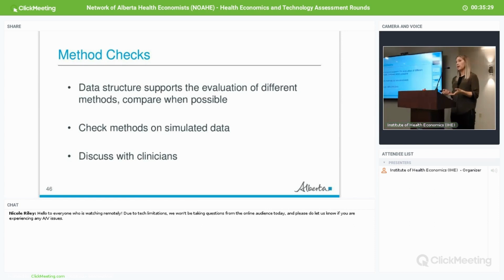A lot of people work in Stata. At the ministry, we work in SAS. Nothing is exactly the same, so it's something that you want to really validate before you proceed with your analysis.